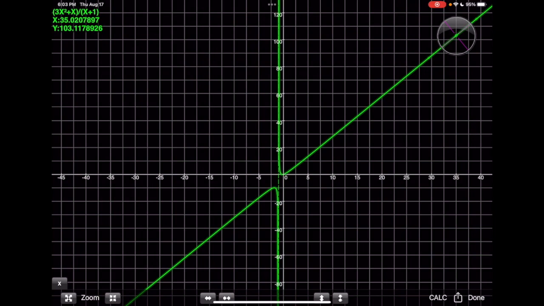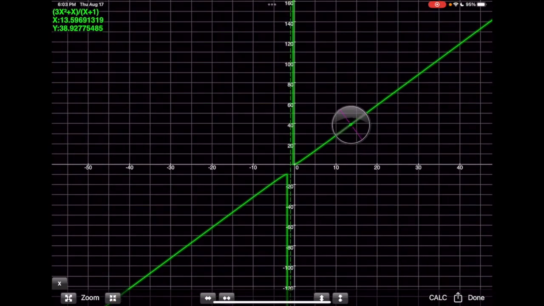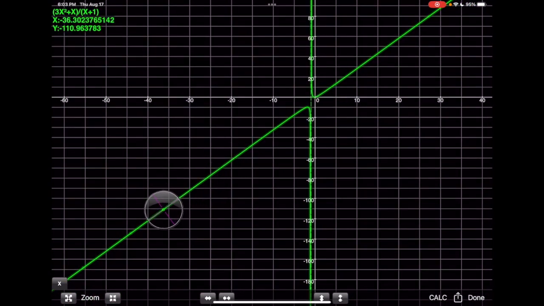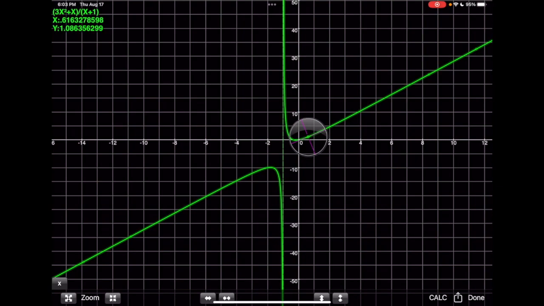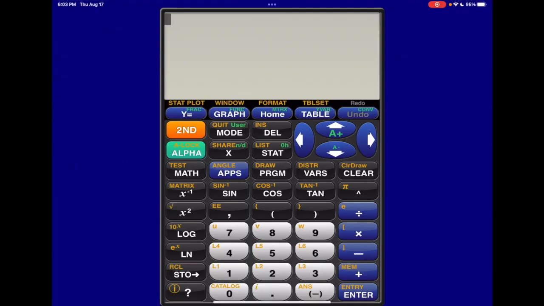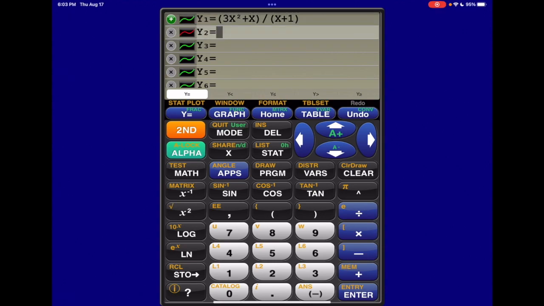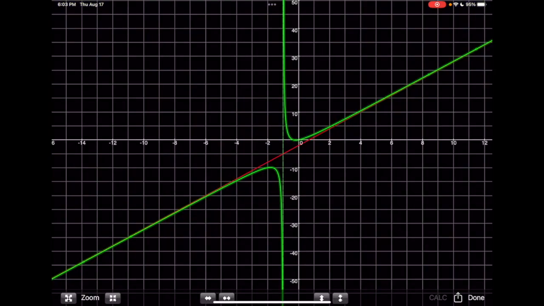But now can you see how on the far right that this looks kind of straight? And over here on the far left, that also looks kind of straight. So the claim is that that straight line it looks like is our slant asymptote. So let's go back into the y equals and add the equation of our slant asymptote. We'll do that in red. So what do we come up with there? 3x minus 2. Let's look at that graph again.